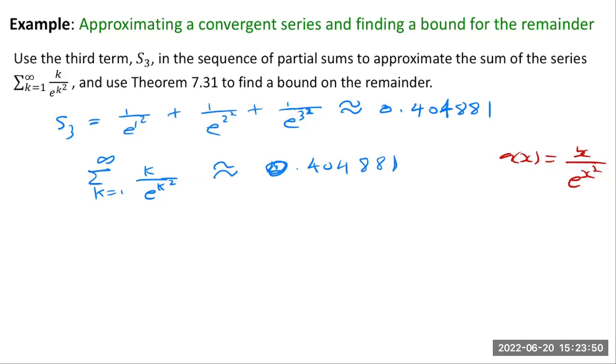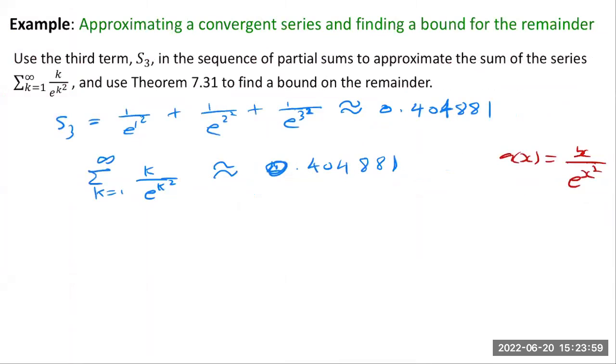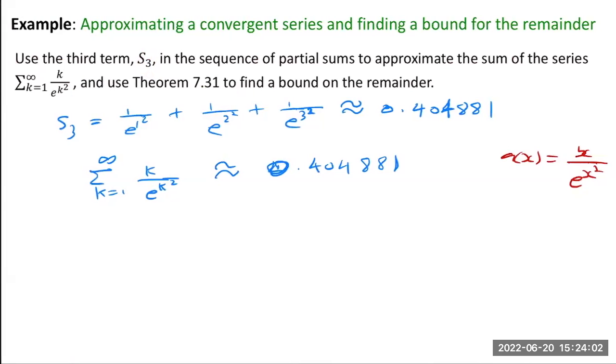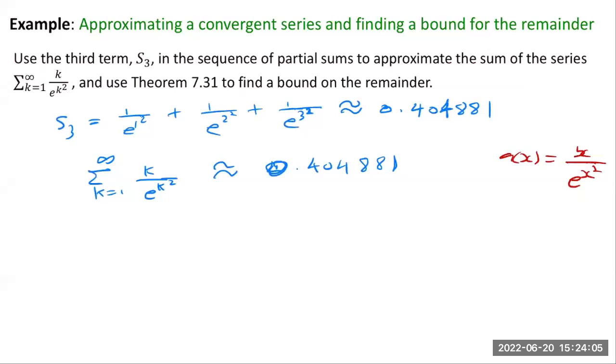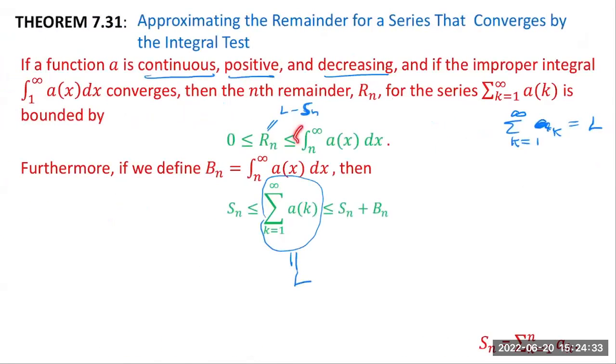All right, anyway, now we have that. Now we need to find a bound for the nth remainder. In this case, nth remainder means third remainder, right? Because n is equal to 3 in this case. So let's find a bound for the third remainder. Let me write bound for the third remainder. So R3 has to be greater than or equal to 0 and less than or equal to whatever we have here. That should be this integral.